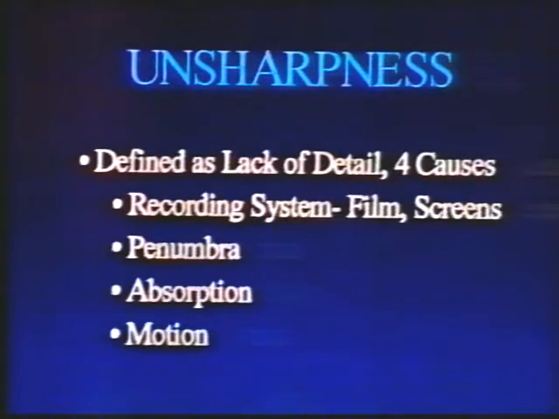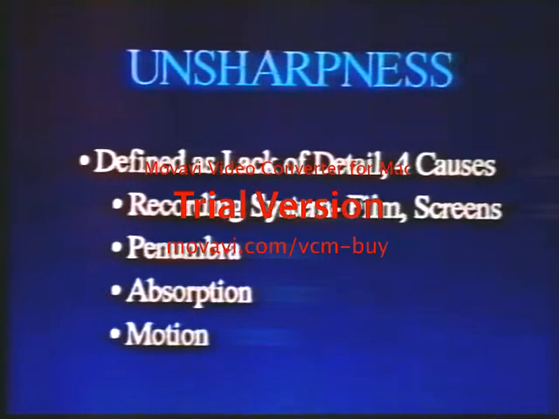Basically, the faster the screen-film combination, which means less radiation is used, usually the poorer the detail, or the more unsharpness, that will be present. The other factors affecting unsharpness are penumbra, absorption, and motion.